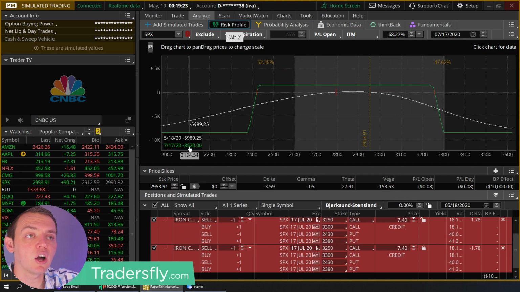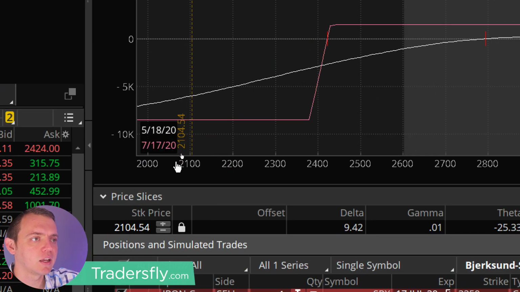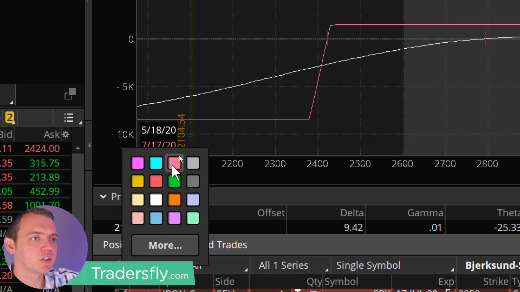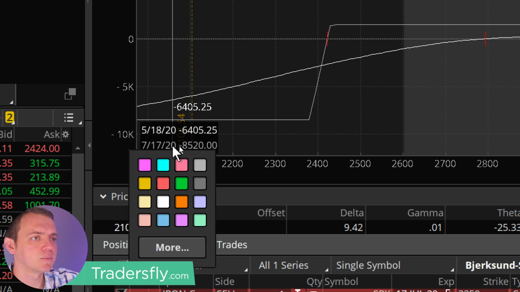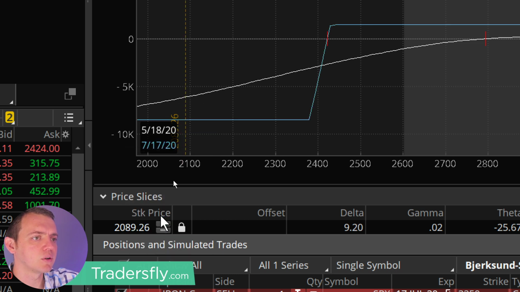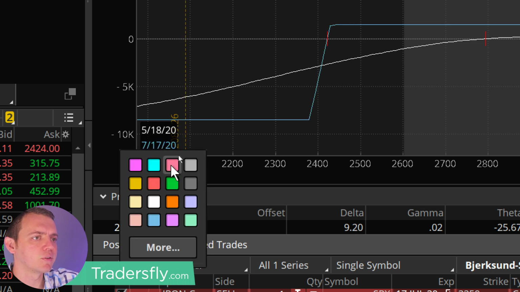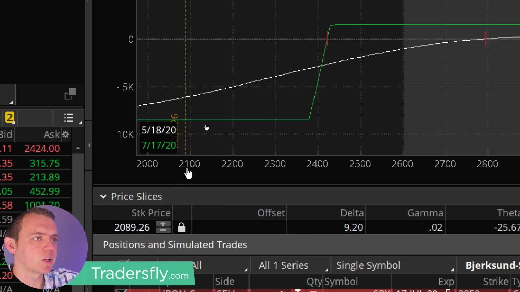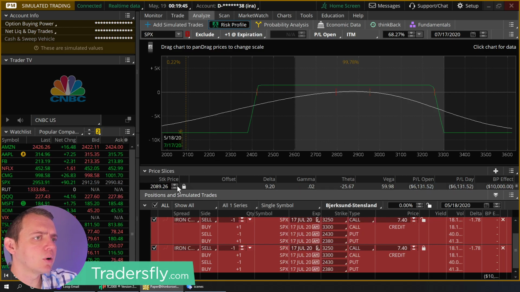If you'd like to switch the colors, go ahead and zoom in right here. You can click this, and I can change the colors here as you see fit. So I typically leave it kind of green and white, because green is kind of the profit zone. You could change it to whatever you feel comfortable with. I just try to use bright colors. So there you go. That's how you would do it.